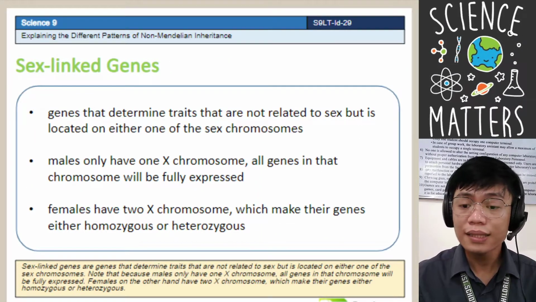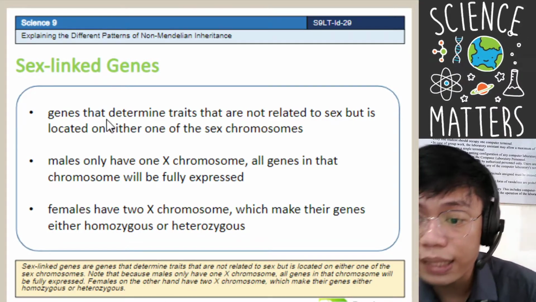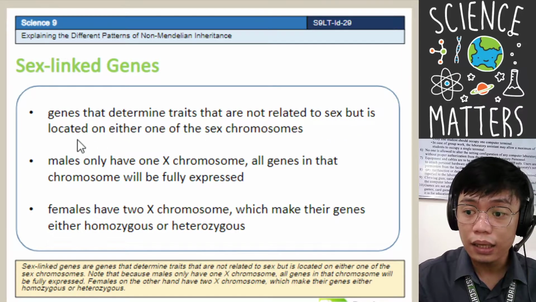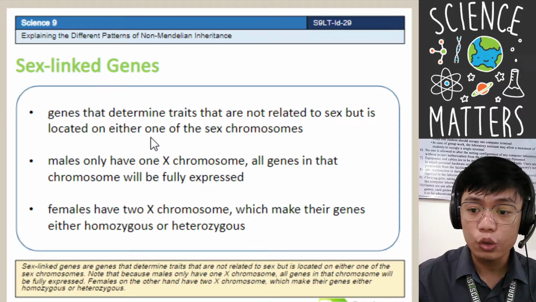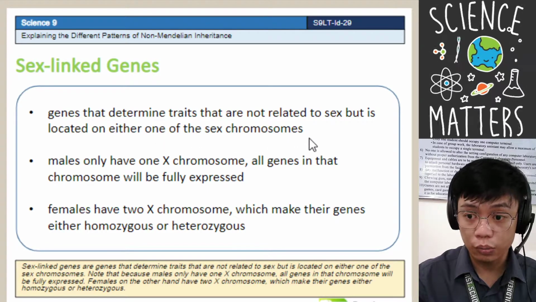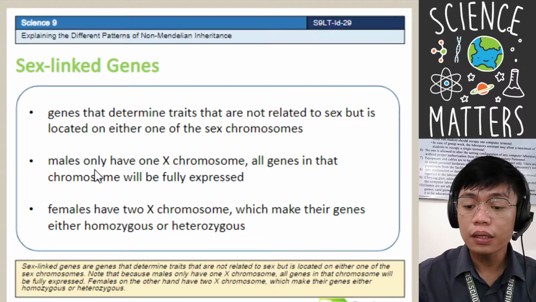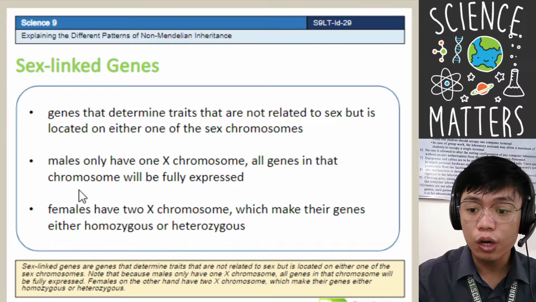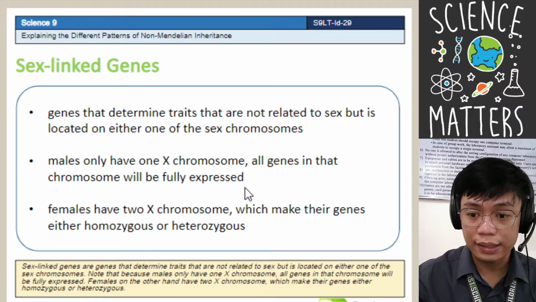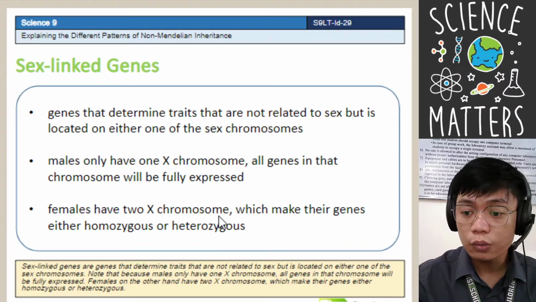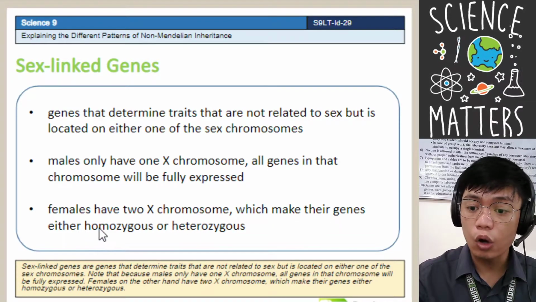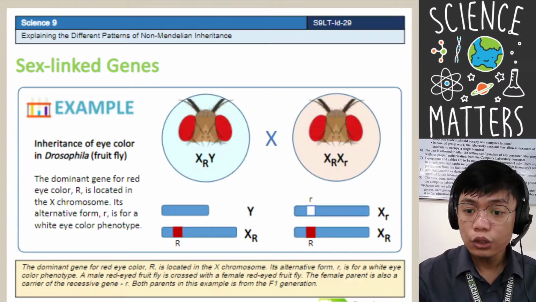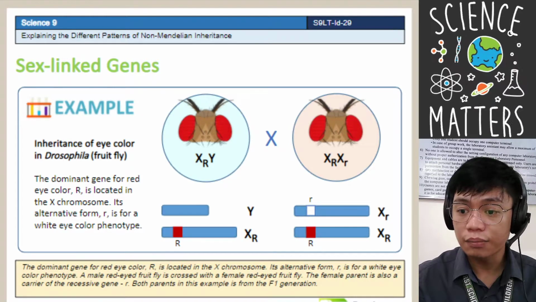Now, sex-linked genes are genes that determine traits that are not related to sex but are located on one of the sex chromosomes. Males only have one X chromosome, and all genes on that chromosome will be fully expressed. Females have two X chromosomes, which make their genes either homozygous or heterozygous.